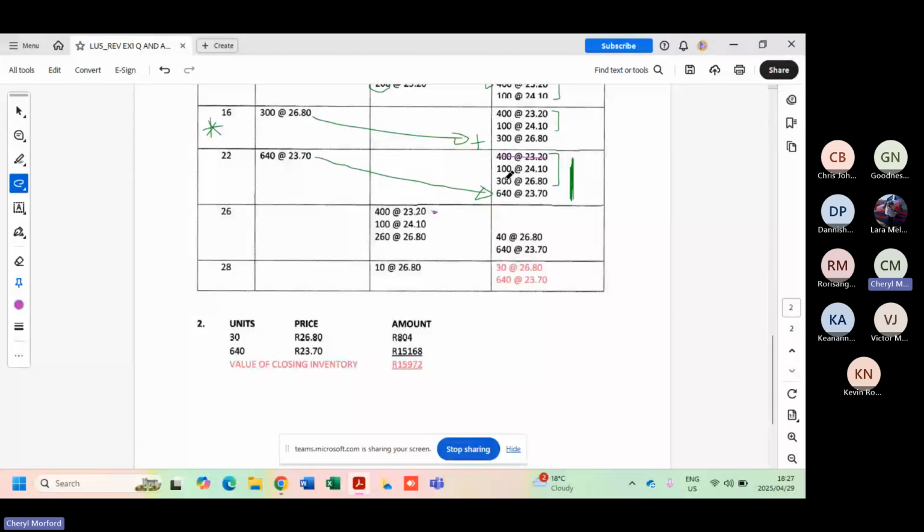So next on the list here, it's 100 at 24.10. That gets sold. Add it on to the bottom there. We still are short because that only gets us to 500. We need 260 more, and it's going to be coming out of this batch over here. That's why we're valuing at 26.80. And if we've sold 260, it leaves us with 40 out of that batch. And then the most recent purchase added on to the bottom, making sure that when you add all of that, it does come to your total sales quantity of the 760.